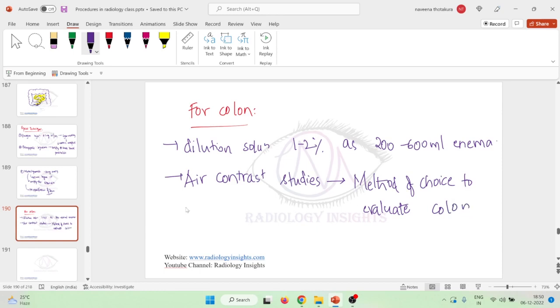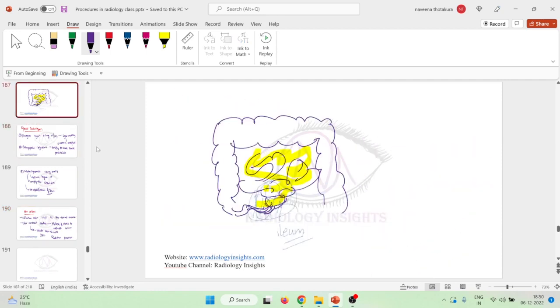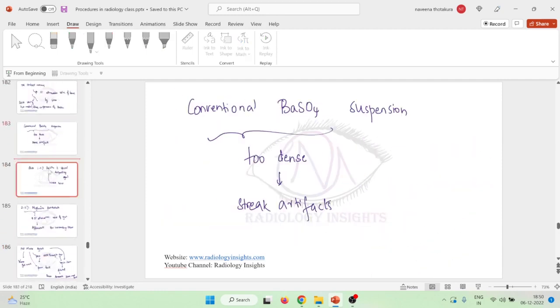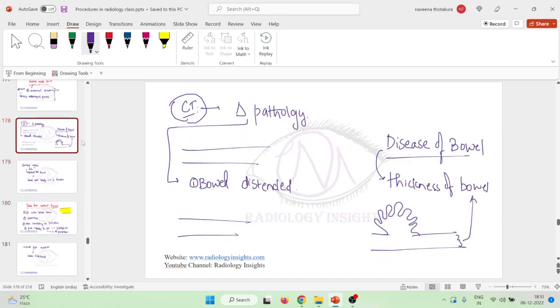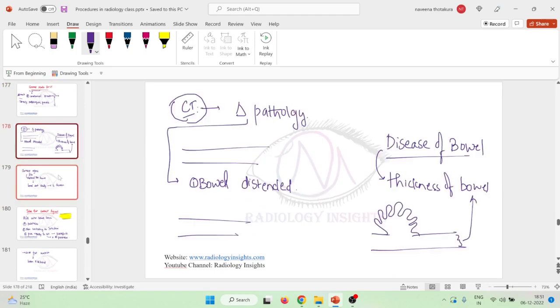These air contrast studies are contraindicated in patients with acute diverticulitis. Similarly, if the patient has inflammatory bowel disease or radiation proctitis, the air contrast study is not generally used. So these are the important things about the contrast media which are used in CT. Contrast media for CT are these all.